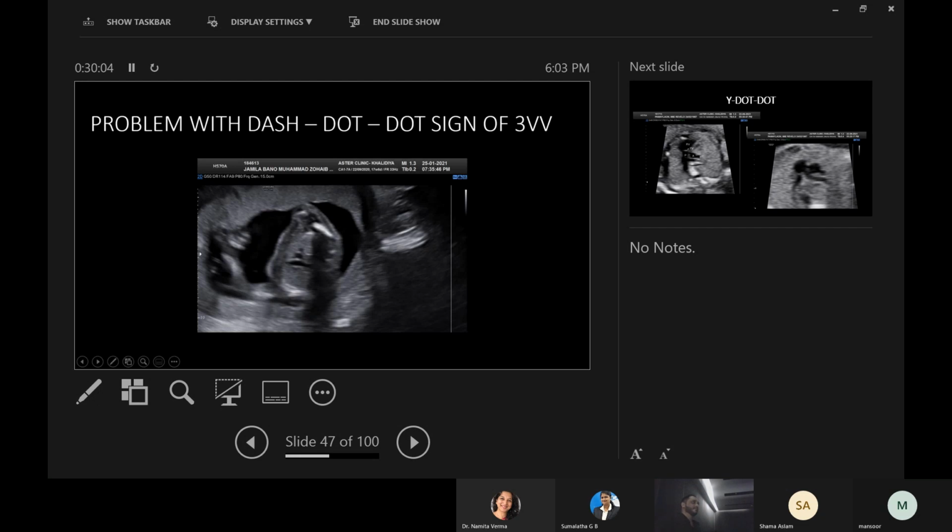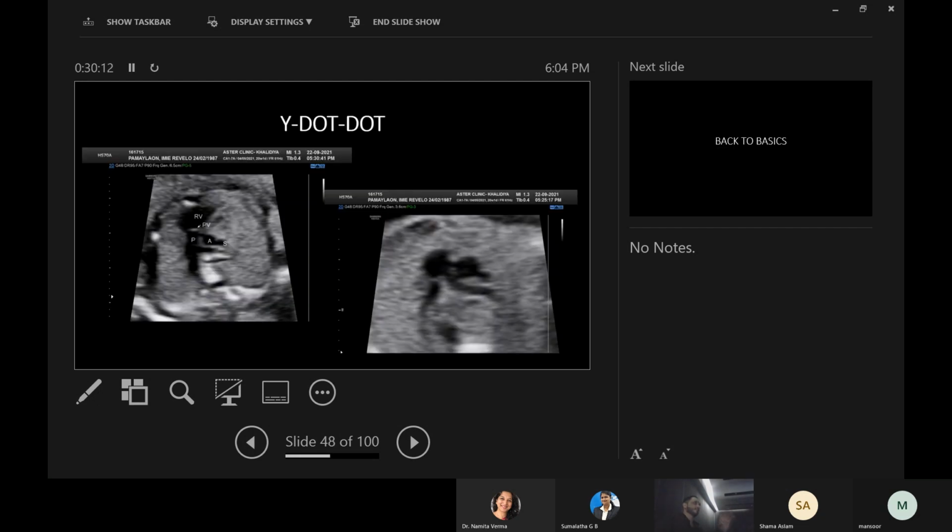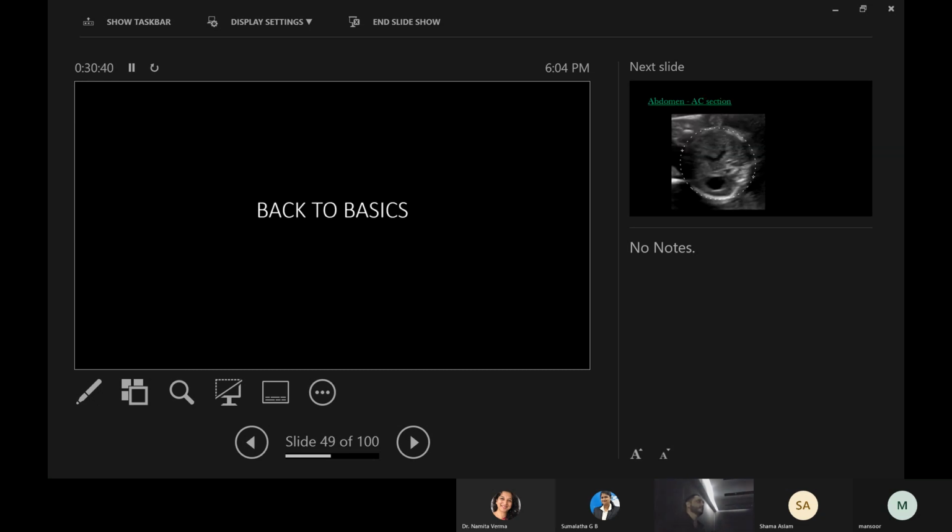So for this, I described a technique where instead of getting this type of dash dot dot sign, you can get a Y dot dot sign. That is, at the level of RVOT, make the probe obliquely tilted towards the fetal head, and you will get this view. You will see that the first artery is branching laterally here like this. So it looks like a Y, not like a dash. Now you can be sure that the only artery which gives lateral branches is the pulmonary artery. So there is no transposition. You can be sure about that. So this is the Y dot dot sign.